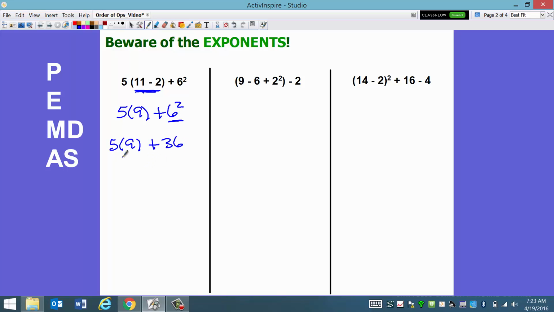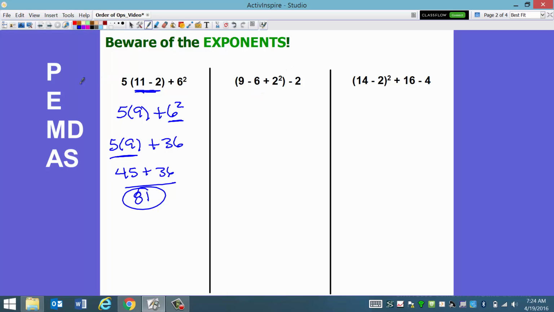Now I have multiplication and addition operations. PEMDAS says do multiplication first. So 5 times 9 is 45. Bring down the plus 36. And 45 plus 36 is 81. So that is my final answer. So this is a standard problem. You've seen this several times with the exponent, but let's try it differently. Let's try it where the exponent is inside the parentheses.